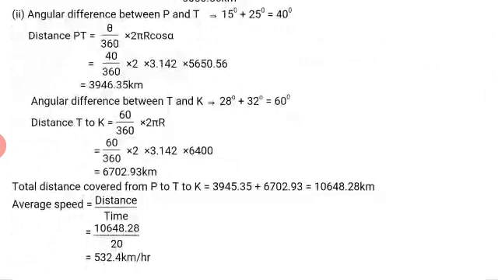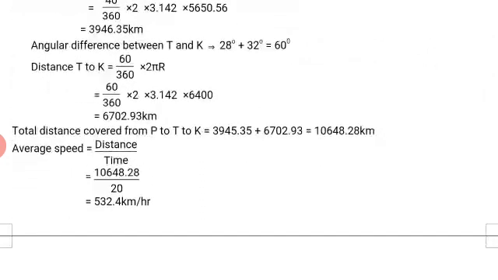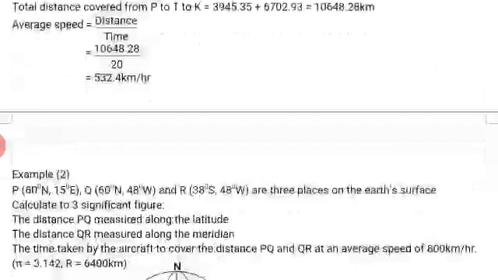Recall, the average speed is given by total distance over total time taken. That gives 10,648.28 divided by total time taken, which is 20 hours, and that gives us an average of 532.4 kilometers per hour. So that's our average speed. That is the end of question number 1. I hope it is clear. Now let's have a look at another question for further clarification.